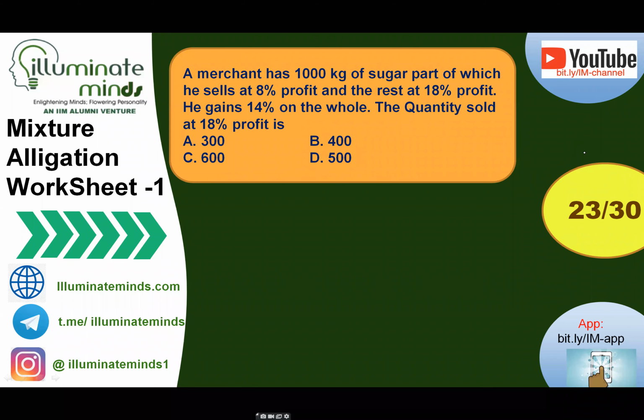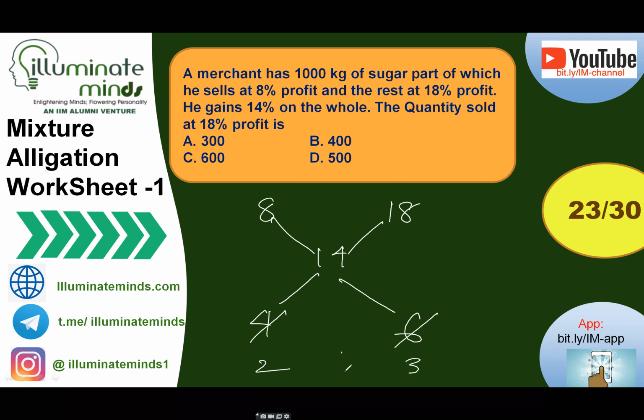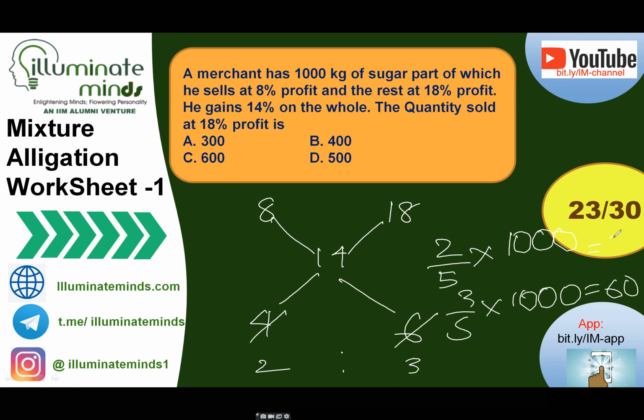A merchant has 1000 kg of sugar, part of which he sells at 8% profit and the rest at 18%, and overall he gains 14%. So no problem. 8%, 18%, and 14%. I will do the alligation between these three numbers. This will reach 4, this will reach 6, so 2 is to 3 is the proportion. So 2 is to 3, that means how much? 2 by 5 of 1000 is 400, and 3 by 5 of 1000 is 600.